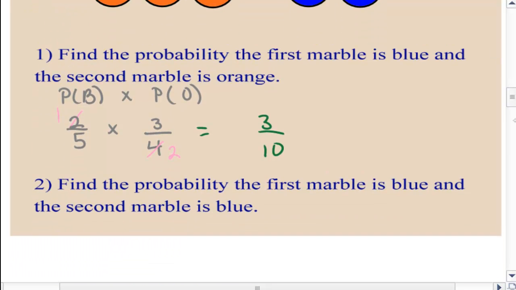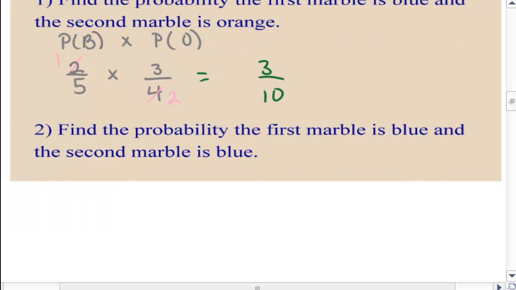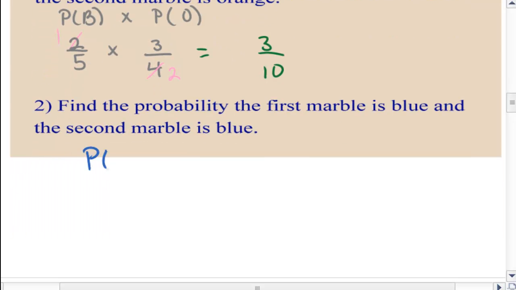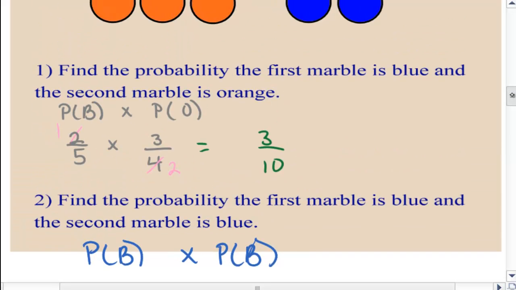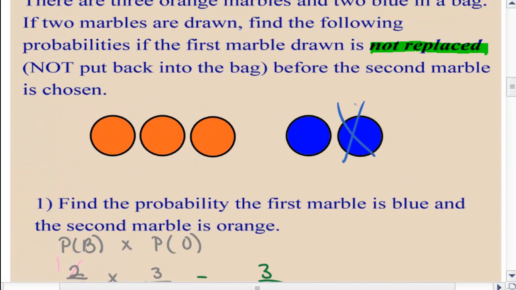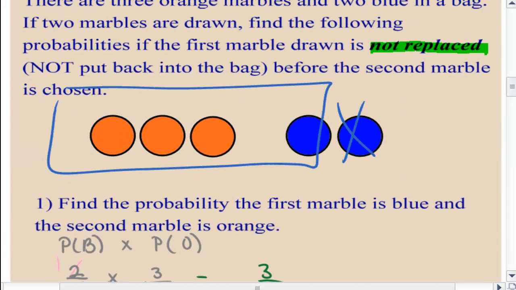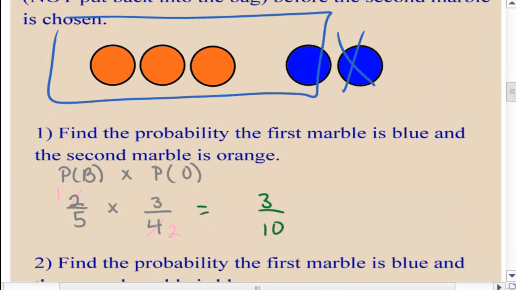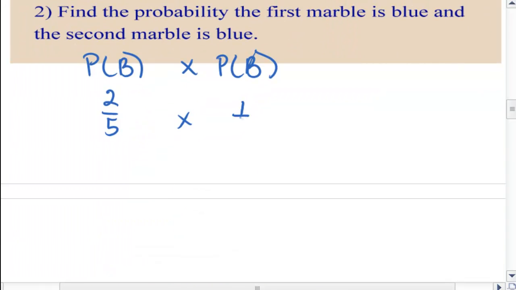Now let's look at our second problem. Here it says find the probability the first marble is blue and the second marble is blue. So finding probability of blue times probability of blue. The probability of blue is 2/5. But now again, we just took a blue one out and we left it out. So that's gone. Now how many blues do we have? We only have 1 out of how many? 4. So now your problem becomes 1/4 times 2/5. Cross cancel, and what do you get? Oops, 1/10.